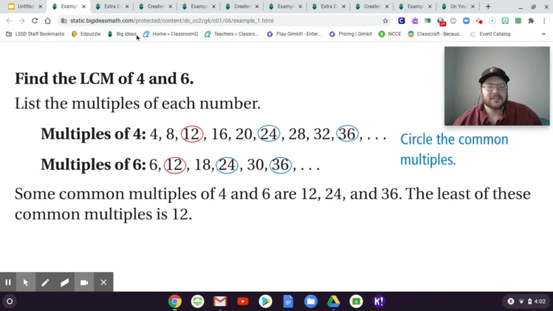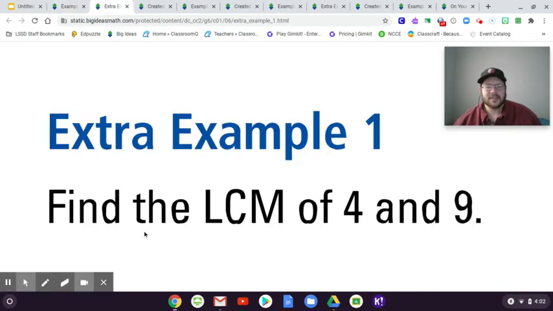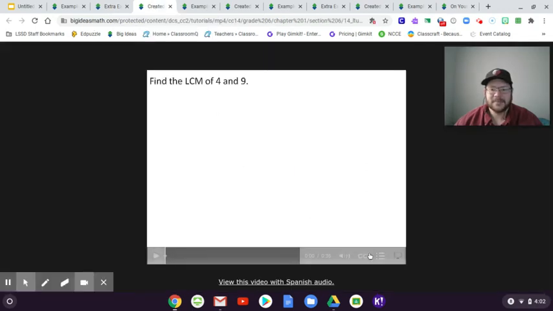Okay, so now it is time to do this example. Find the least common multiple of 4 and 9. Try doing it by making a list. Okay, now we're going to watch a little video, see how you did.